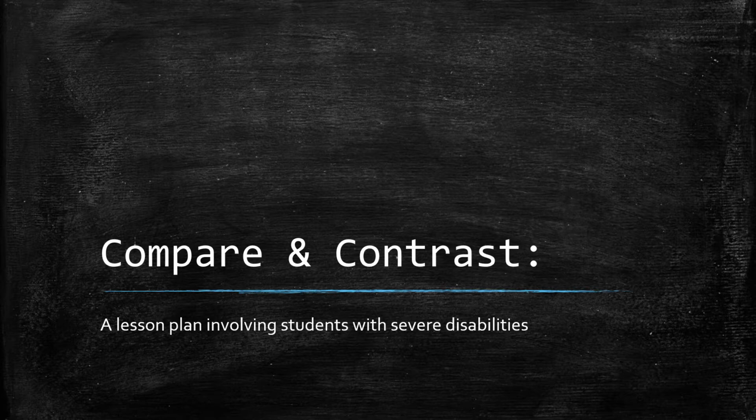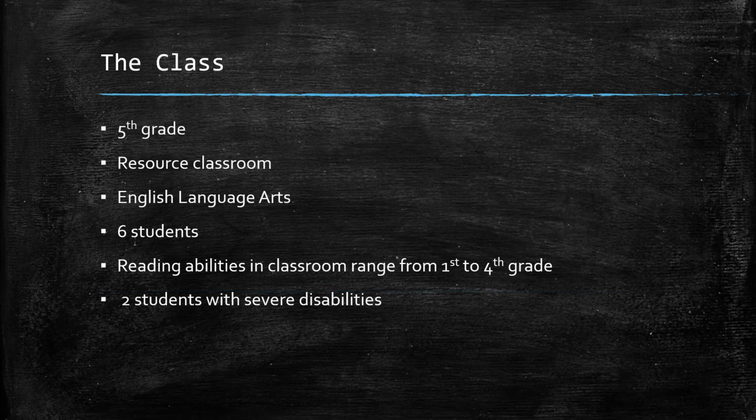I am going to present to you a lesson plan involving students with severe disabilities, and this lesson plan is on comparing and contrasting. The class in this case is a 5th grade resource classroom. It is an English language arts classroom, and it has 6 students, 2 of which have severe disabilities. The reading abilities in this classroom range from 1st to 4th grade.